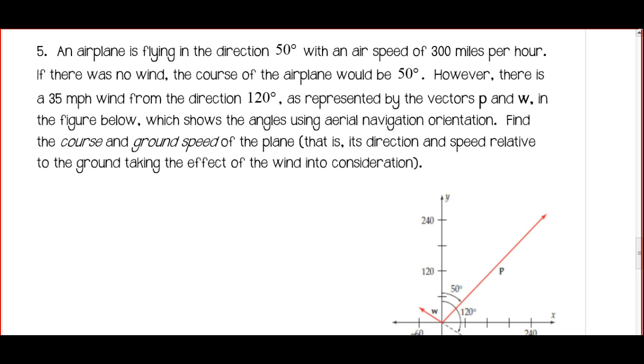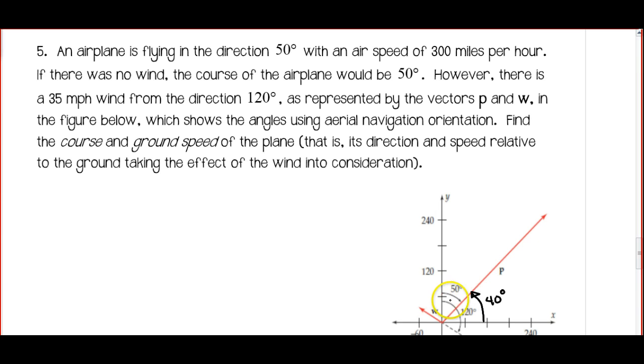Okay, if there is no wind, the course of the airplane would be 50 degrees. Now, you have to be careful here because if you notice the 50 degrees is off of what would typically become north. So this is north 50 degrees east. But if we're talking about direction angles, it's really going to be 40 degrees for our direction angle. However, there is a 35 mile per hour wind from the direction of 120.